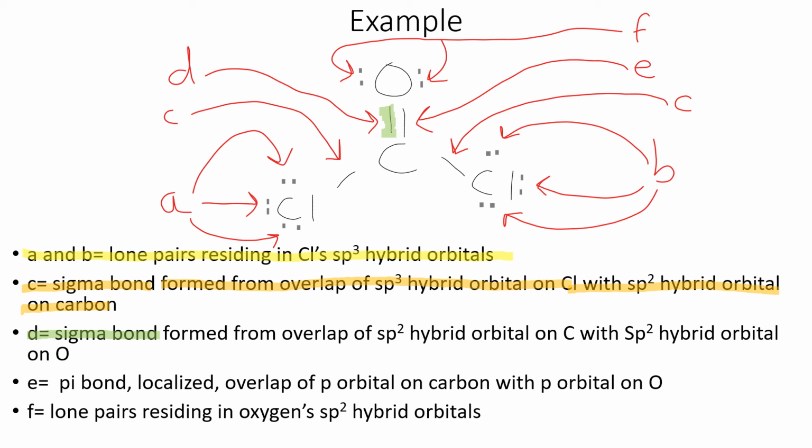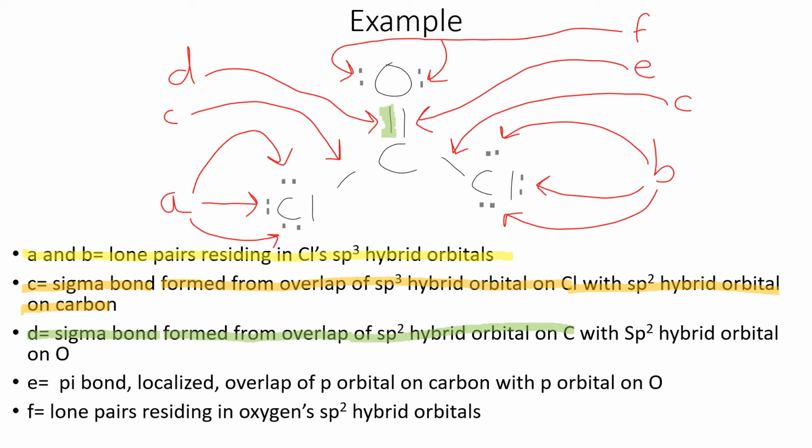Well, we want to talk about what type of orbitals are overlapping. Don't just say it's a sigma bond. Don't just say it's hybrid orbitals. Be as specific as possible. What type of hybrid orbitals are overlapping? Well, we already said that the carbon had sp2 hybrid orbitals. Why? 3 electron groups. So this sigma bond is formed from the overlap of the sp2 hybrid orbital on carbon.